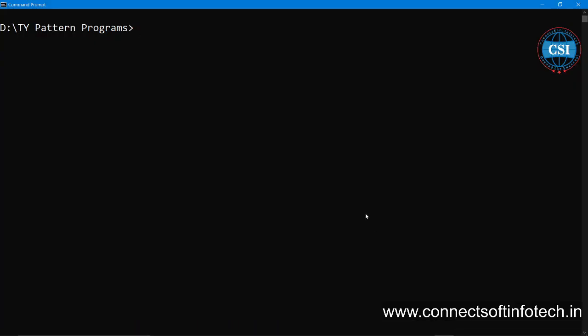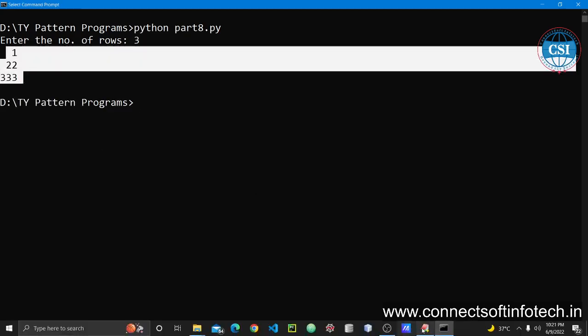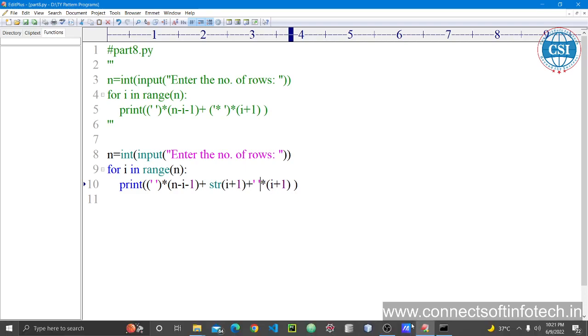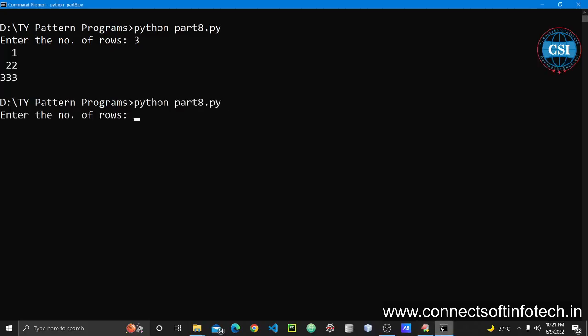If you have any other concept or any other logic, you can go for it, no problem. Any number of rows? 3. So what is the problem here? Yes, the space is required. That means we have to write something here, a space. Yeah, we can give space. Now it can execute.